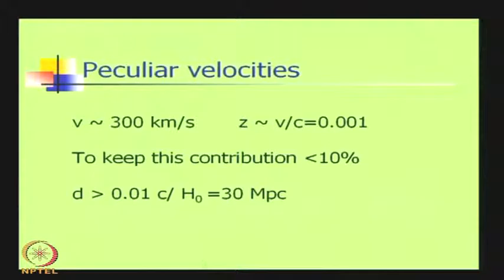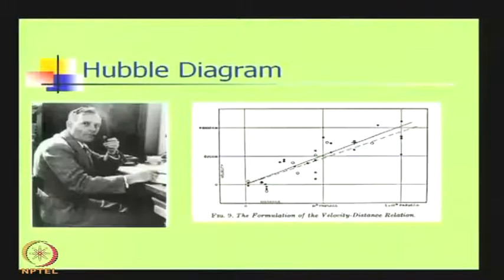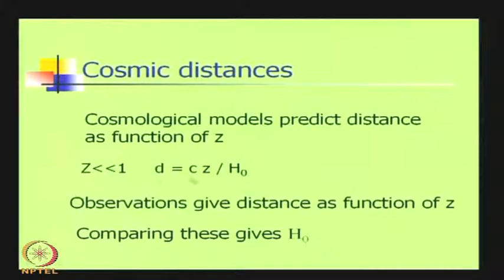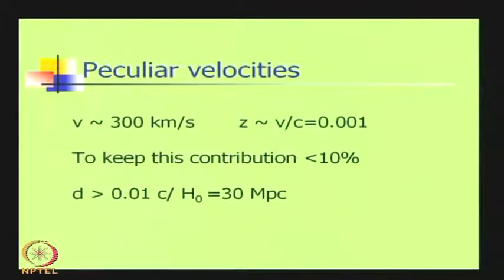Okay. And a redshift of 0.01 corresponds to galaxies at a distance which is more than 0.01 times c by H naught, which comes out to be around 30 megaparsec. So, for a reliable determination of the Hubble parameter, you have to look at this relation at distances beyond 30 megaparsec. Only then will the contribution of the uncertainty due to the peculiar velocity be less than 10%. Okay. So, you have to look pretty far away, you cannot look at just the nearby galaxies to determine the Hubble parameter. That is the first thing that we have to realize.